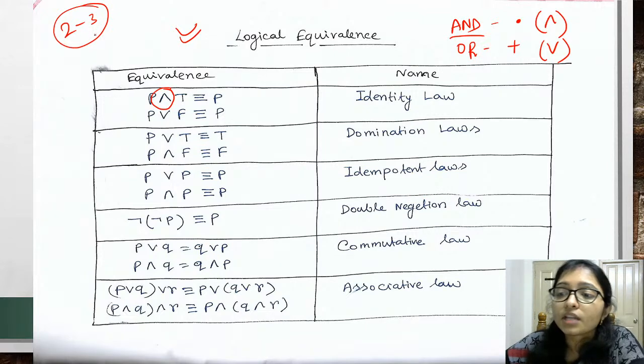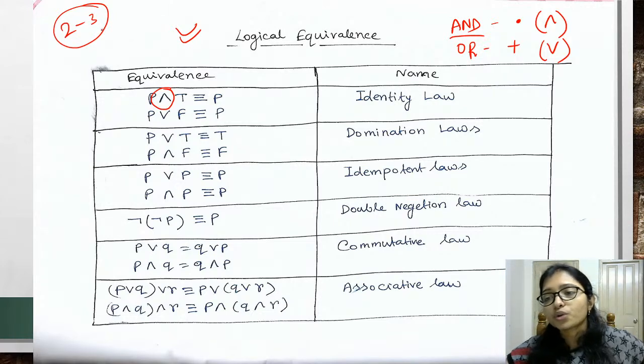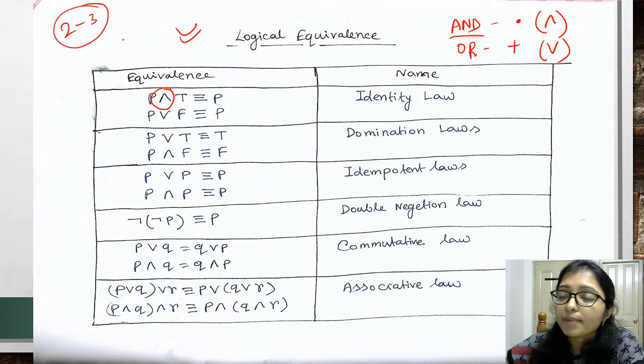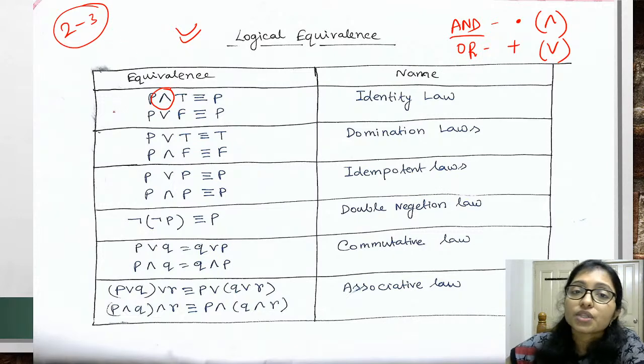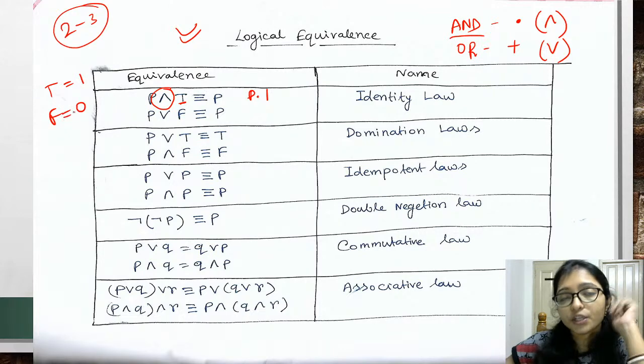Okay, how to use the rules, that is what I am telling Radhima. One by one your concept will be clear. So these are the rules. Here see, P and T means, here you can write P dot 1. T means what? True means always 1 and false means always 0.